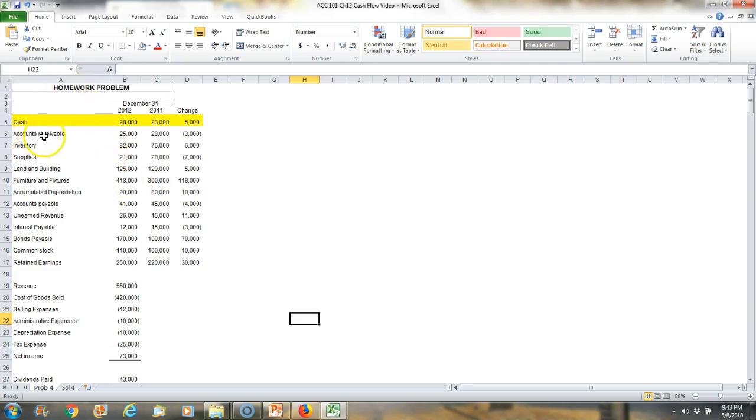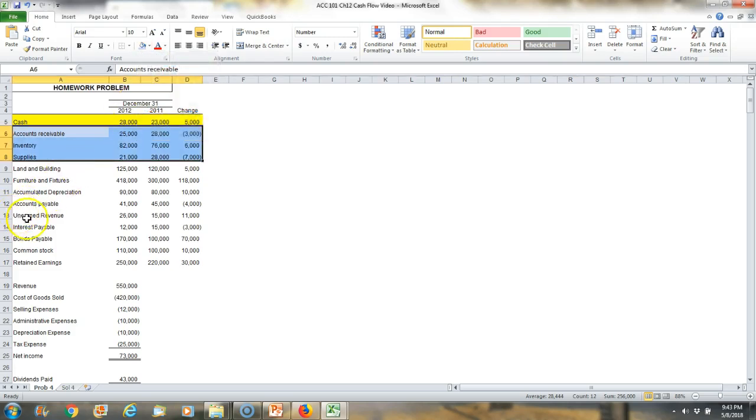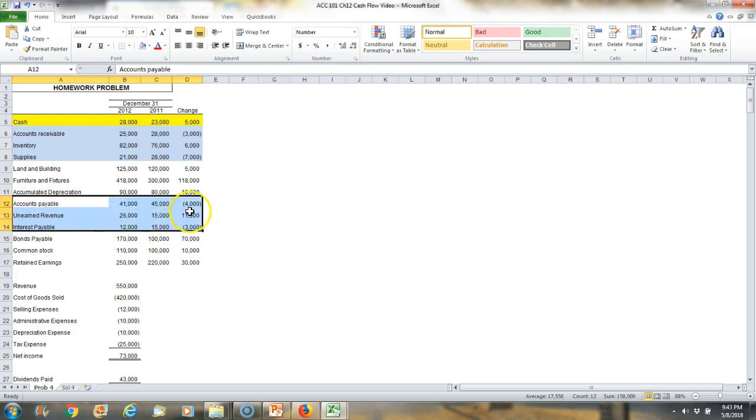So we know our beginning cash and we know our ending cash. So what I do is I look at this and say, all right, in the operating section we have our current assets and current liabilities that we have to account for. So these are all what I'm highlighting in blue. These are our current assets. These are our current liabilities. What else we need in that section is our net income, because we always start with net income.